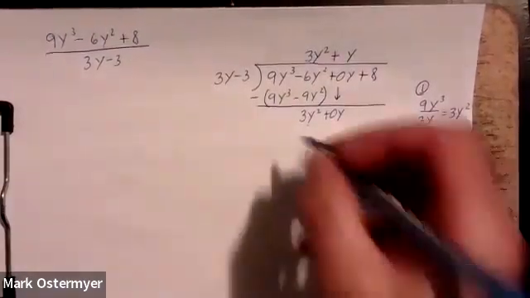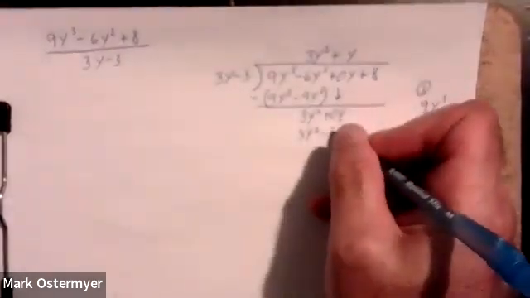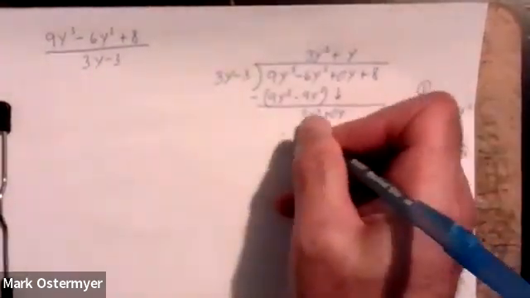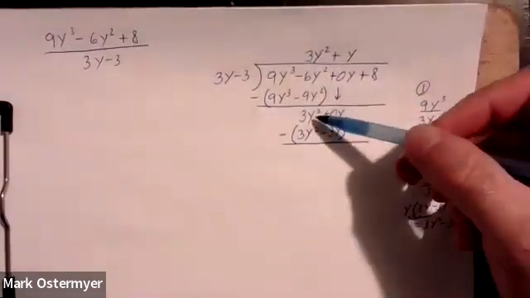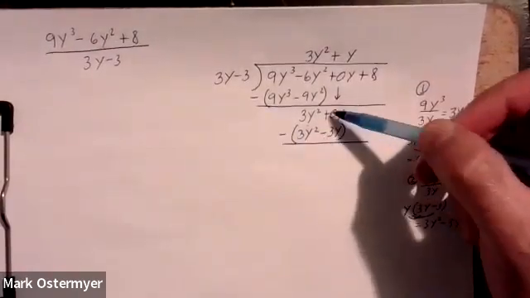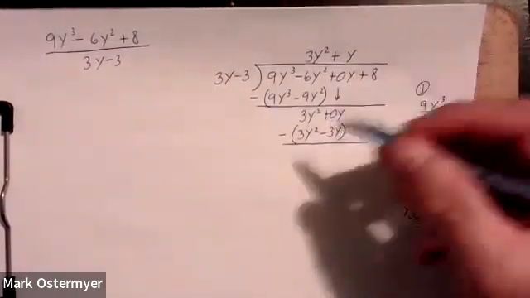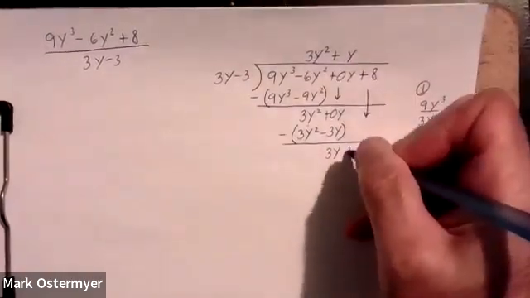So my 3y squared goes underneath this 3y squared, and the minus 3y slips underneath the 0y. Subtract off the whole polynomial. 3y squared minus itself is 0. 0 subtract a negative 3y. 0 subtract a negative 3 is 0 plus 3. So this is 3y. Bring down the plus 8.